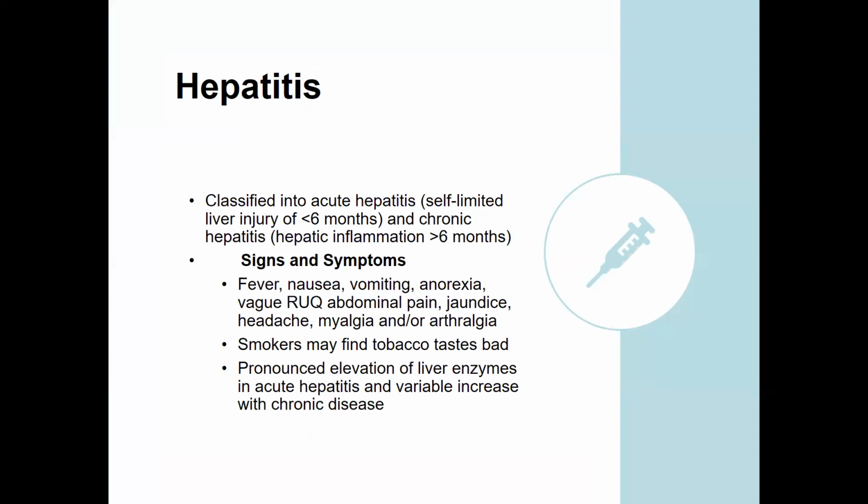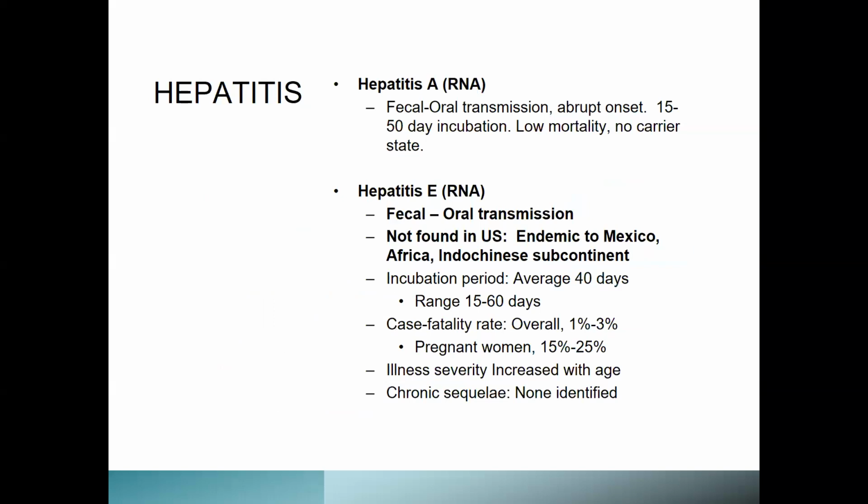All right, our hepatitis. So we have our acute and our chronic hepatitis. Hepatitis A and E are our acutes. B, C, and D are our chronics. So hepatitis A and E are fecal oral transmission. They have longer incubation periods.